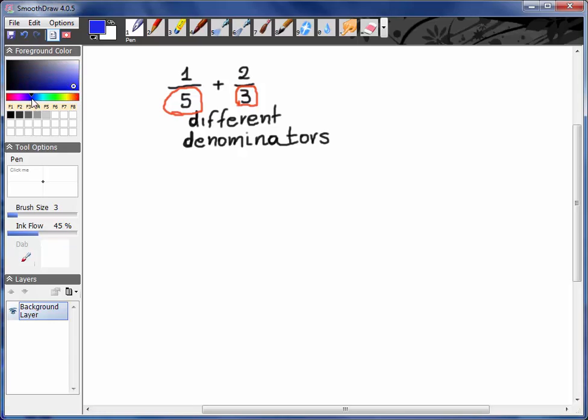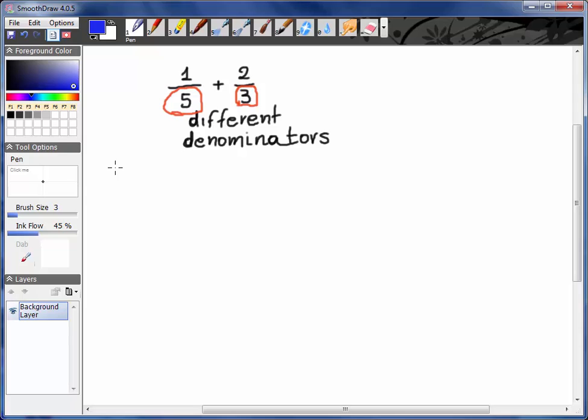Assume that you want to add fractions that have different denominators, like these ones. The one will be the fraction 1/5, the other will be the fraction 2/3. The first denominator is 5, the second denominator is 3.